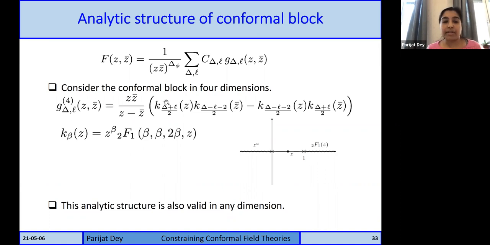Now this is the conformal block in 4 dimensions, but we don't know the conformal block in d dimensions. The closed form expression is not known, but we know the integral representation. And from that integral representation, we can actually show that the same analytic structure is valid in any dimension for the conformal block.